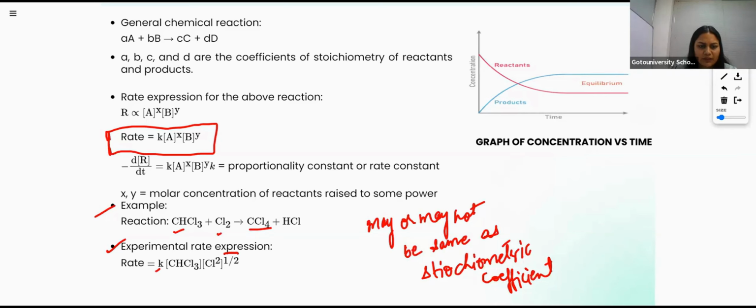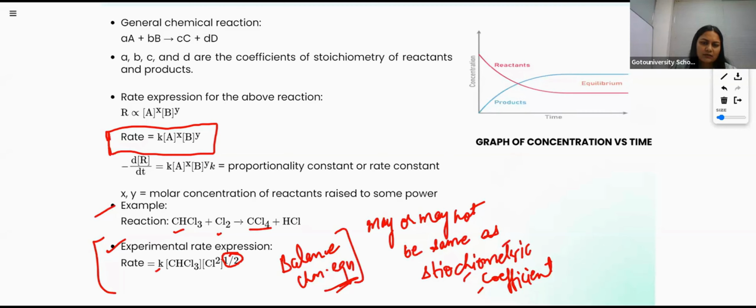Okay, now what we have written here, 1 by 2. For this we need to check if the reaction is balanced or not. The variation in the stoichiometric coefficient in the rate expression takes place because, for the chemical reaction we are taking, to calculate its rate expression we need to check first if the reaction is balanced or not. Only then can we see a certain change in the stoichiometric coefficient.